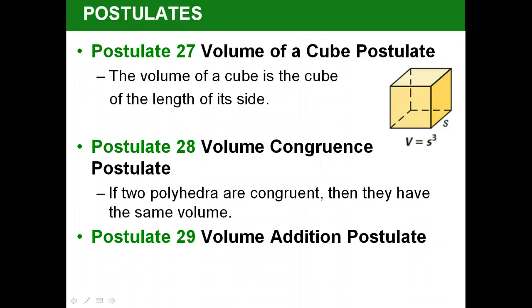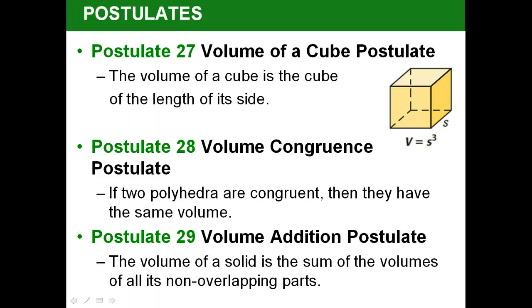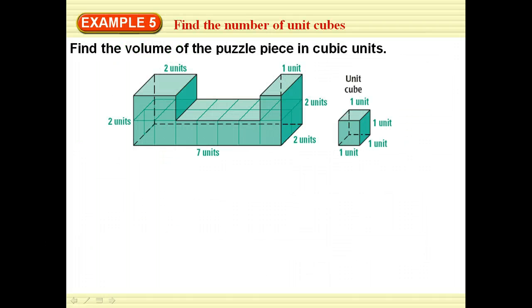And the volume addition postulate says that if it's made up of different shapes, you can find the volume of the individual parts and then add them together, as long as they're not overlapping. So let's look at this example. We're wanting to know the volume of this puzzle piece, where each of these little squares is 1 unit cube.